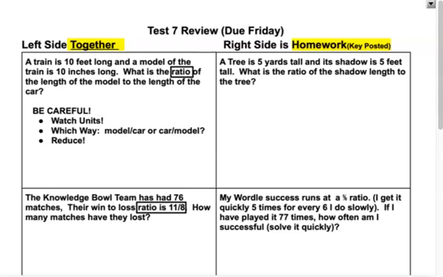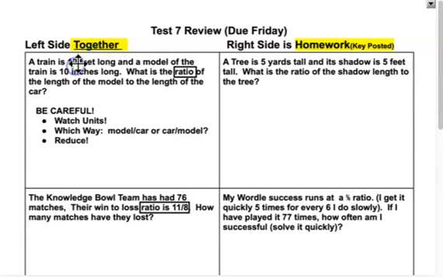First thing, we have some ratio problems. It says a train is 10 feet and a model of the train is 10 inches long. What is the ratio of the length of the model to the length of the car? A few things to be careful about, a few things that people will do incorrectly and lose some points. First, make sure that your units are the same. This one is 10 feet, this one is 10 inches. We have to take care of that.